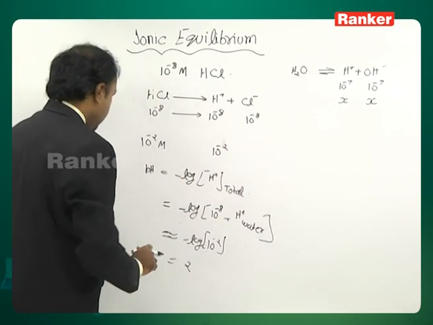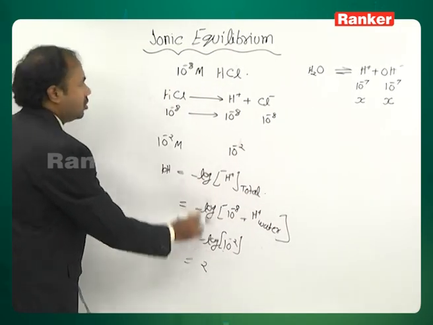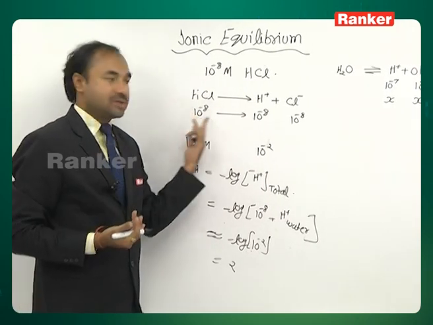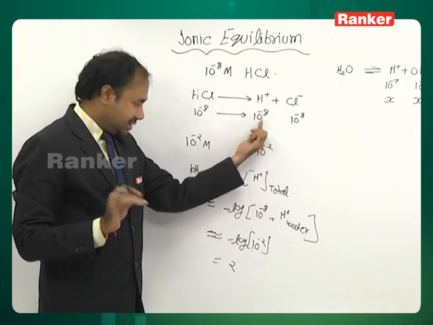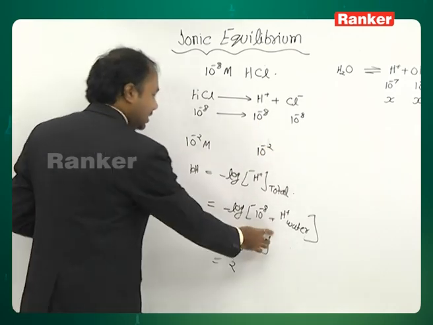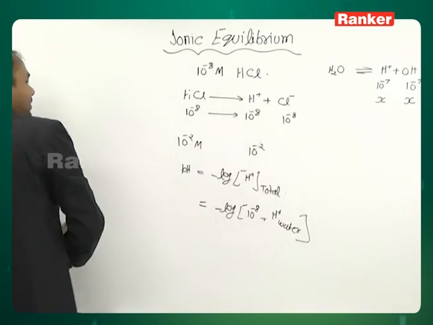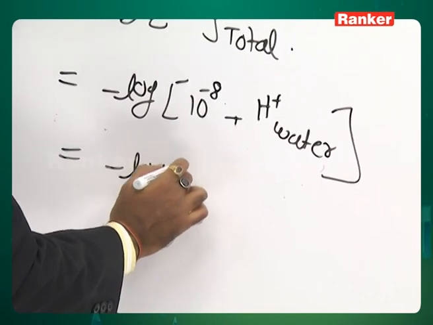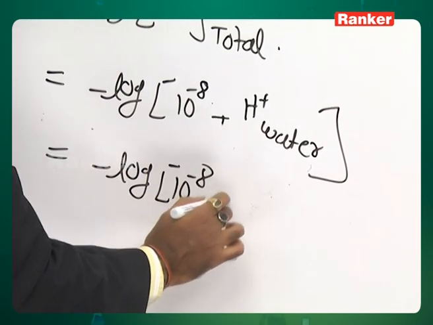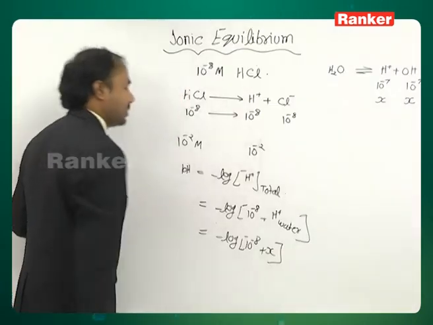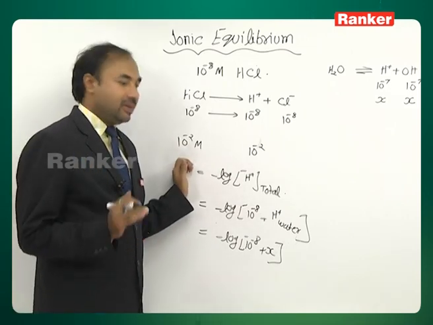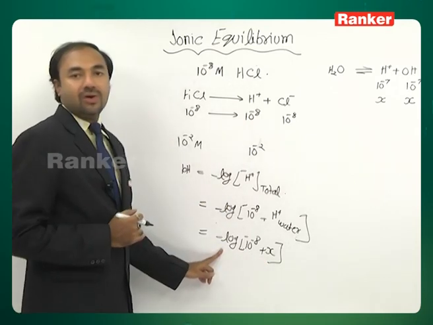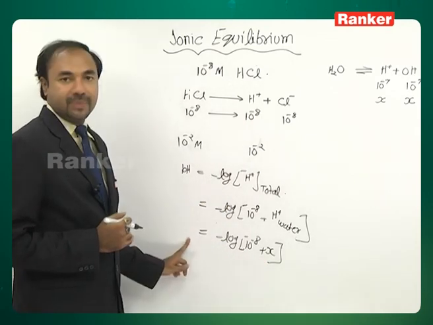Now, this concentration of H plus coming by dissociation of HCl, because of this being a strong electrolyte, is going to be 10 to the minus 8 only. See the equation now. We substitute both the values in this equation, and this becomes equal to minus log of 10 to the power minus 8 plus X. Now our objective will be to find the value of X, so that once we substitute here, we will take minus log and we will get pH from here.